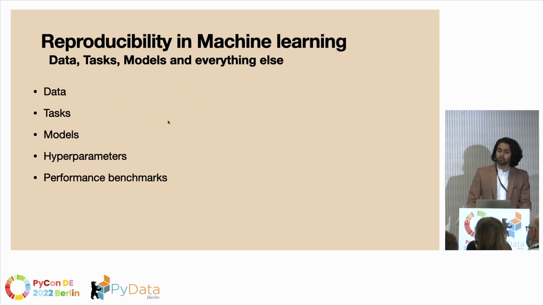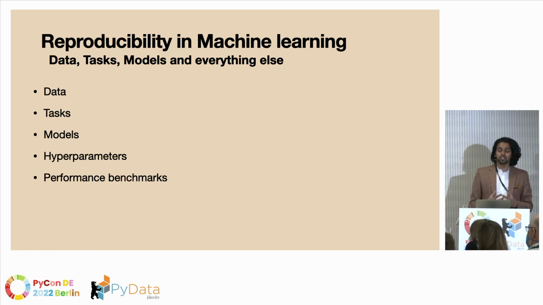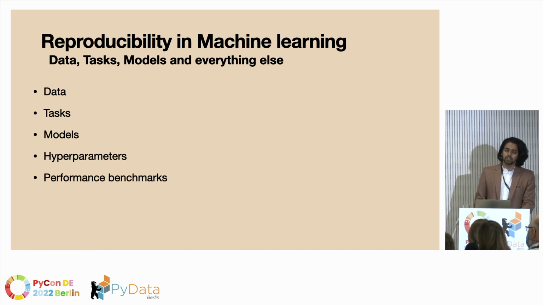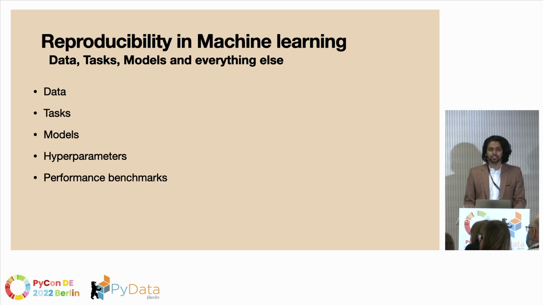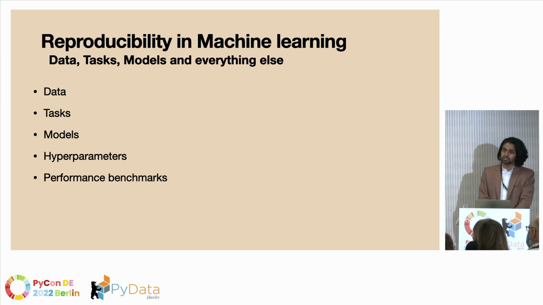Next is reproducibility in machine learning. What are the elements we need for reproducing a machine learning workflow or experiment? The first one is data. I think that's one of the biggest bottlenecks that most experiments face: we don't have the same data, or even if we have the same data, we don't have the same pre-processing workflow for that data to ensure reproducibility and to run the experiments again.